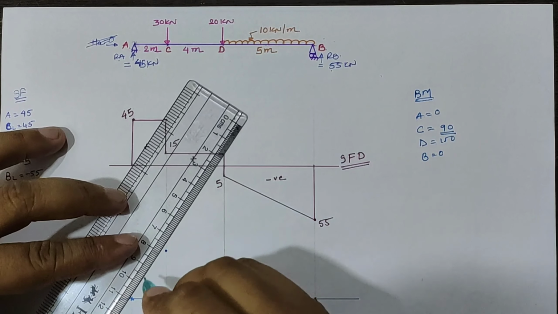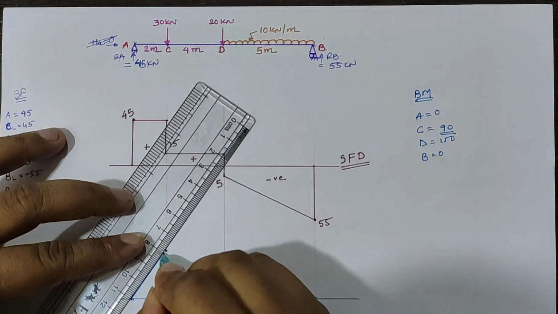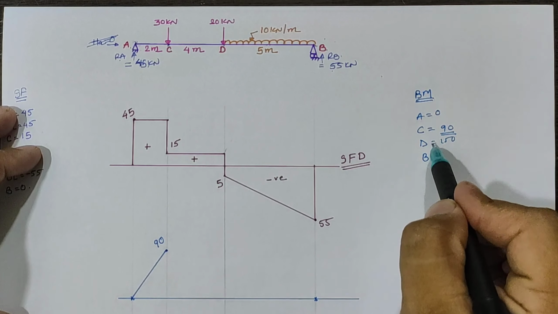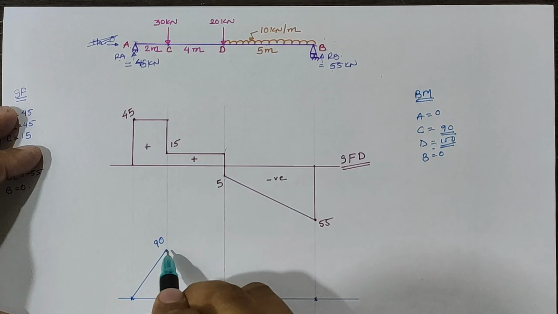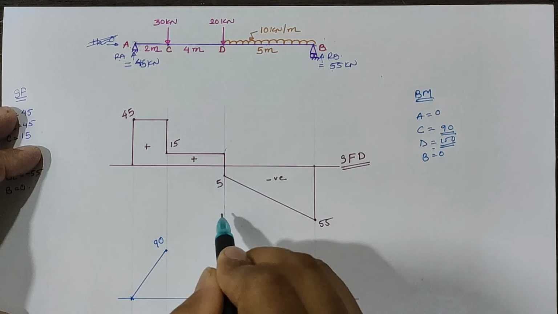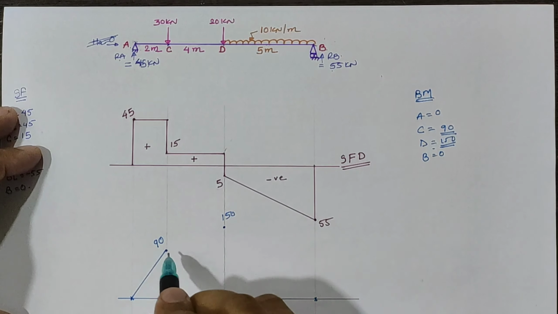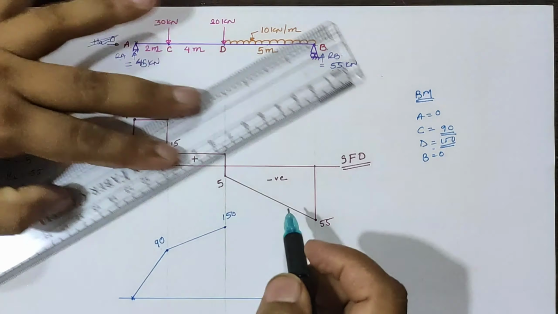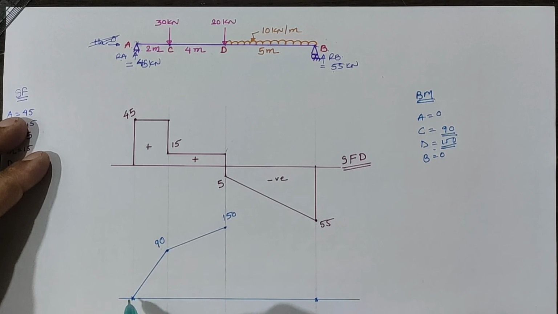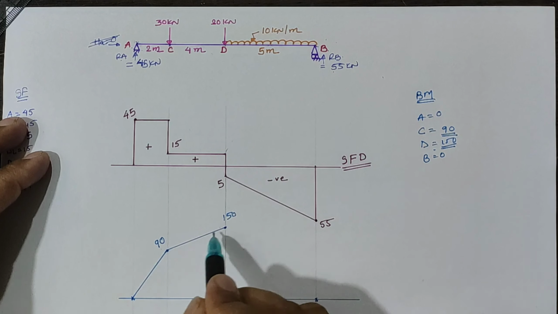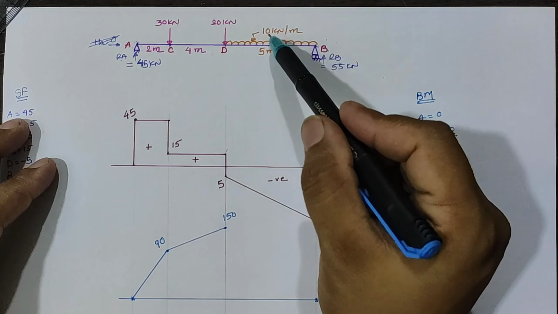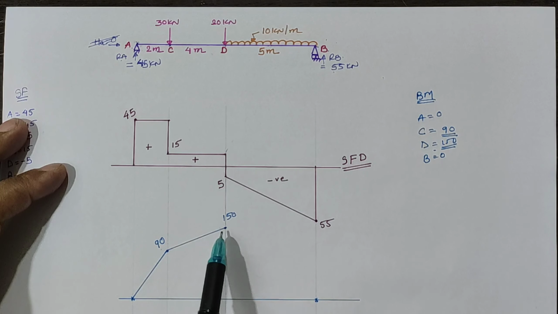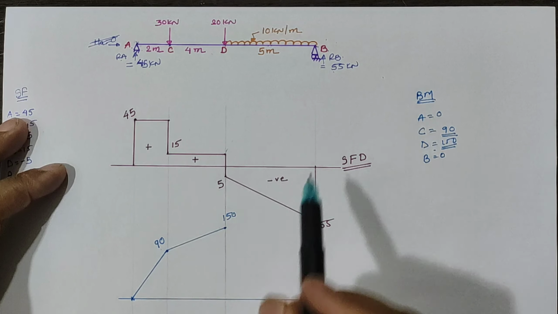Hence our diagram is an inclined line up to the value 90. Now at point D our value is 150, and we have to connect this diagram by an inclined straight line. Hence the diagram for C to D is a straight line from 90 up to 150. According to the rule of UDL, we have to draw a curve in the shape of convex or concave according to the loading position.